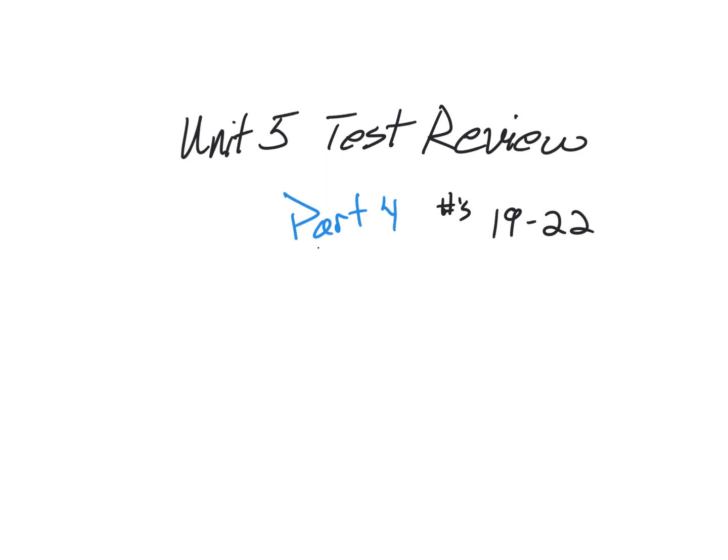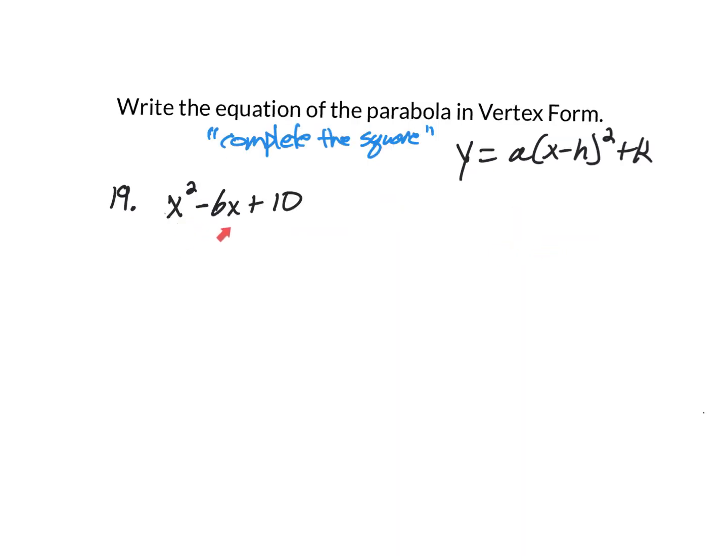Okay, in this final video for the Unit 5 test review, this is part 4, and I'm going to do problems 19 through 22 that we wrote on the back. All right, this first one, number 19, wants you to write an equation of a parabola in vertex form. So basically, we're moving from standard form to vertex form. In order to do that, really, we need to do what's called complete the square.